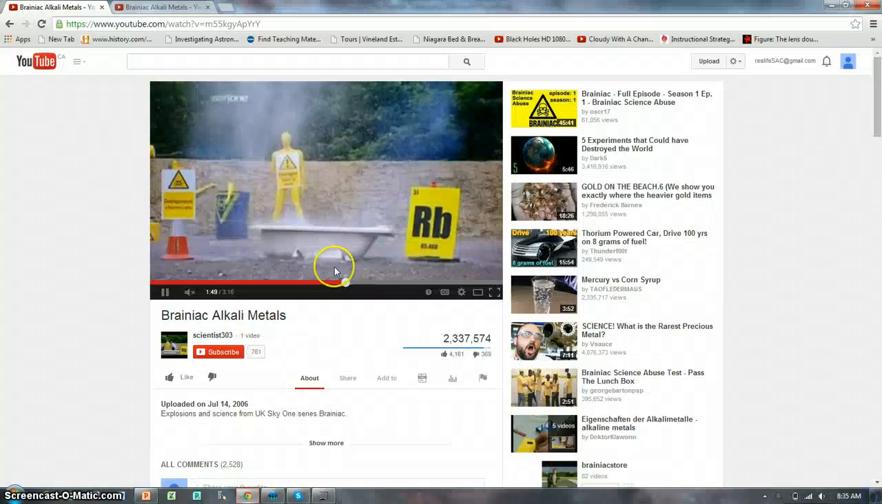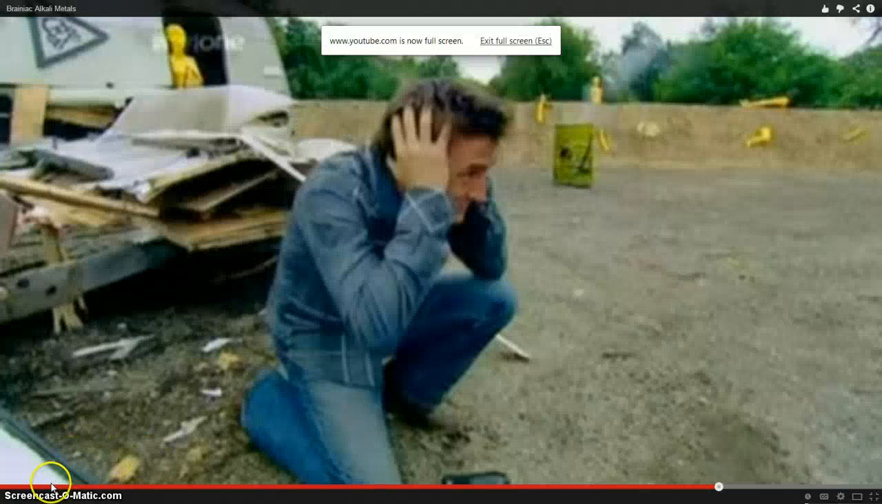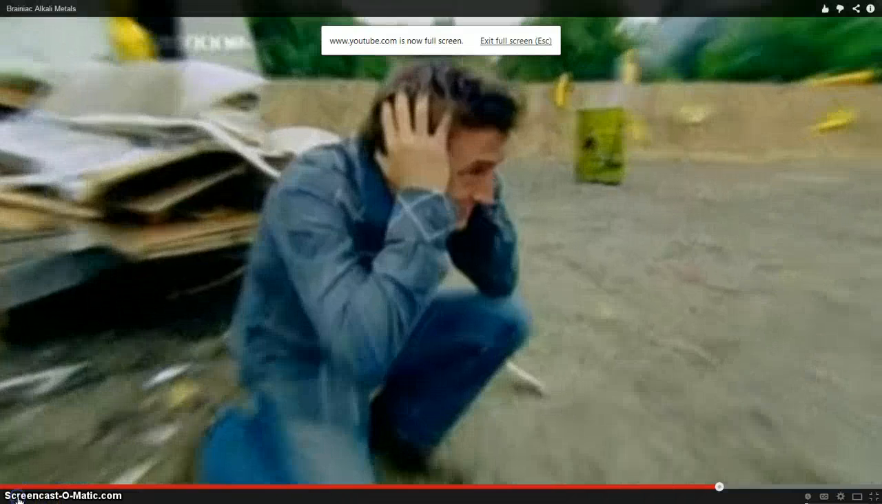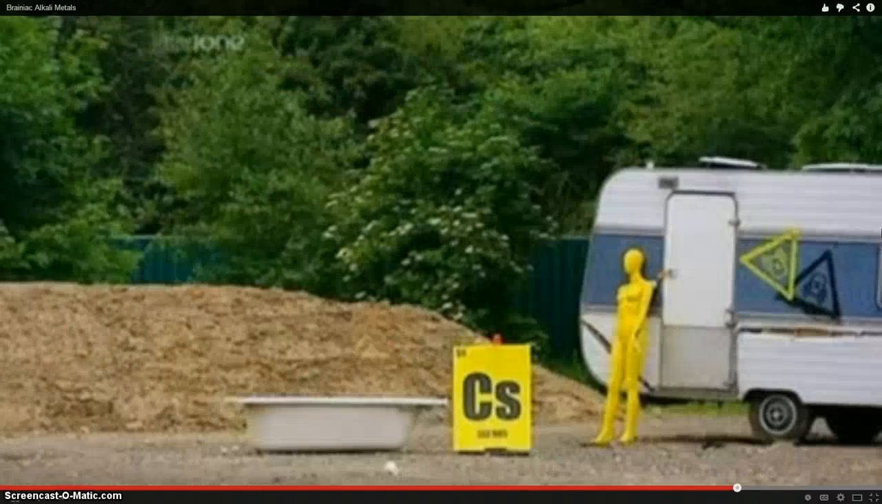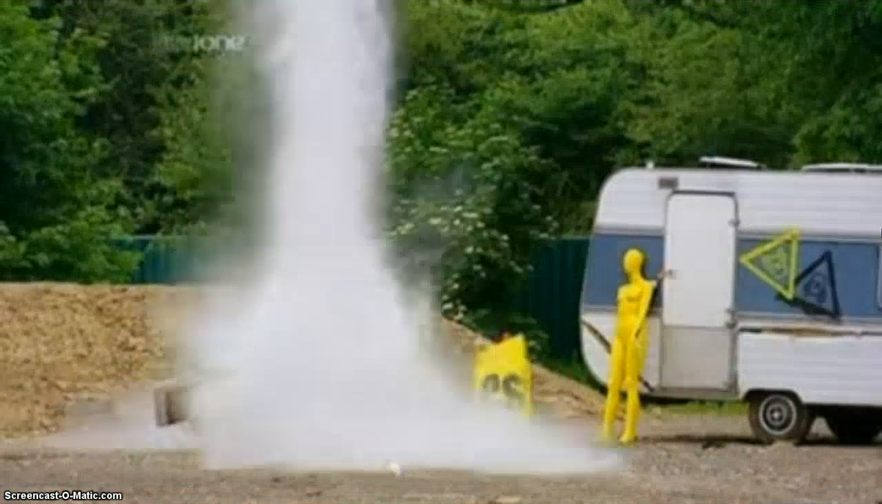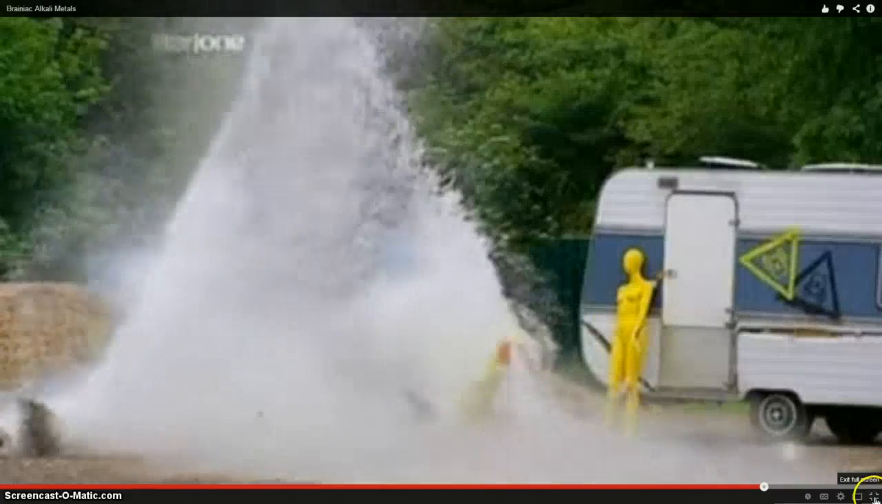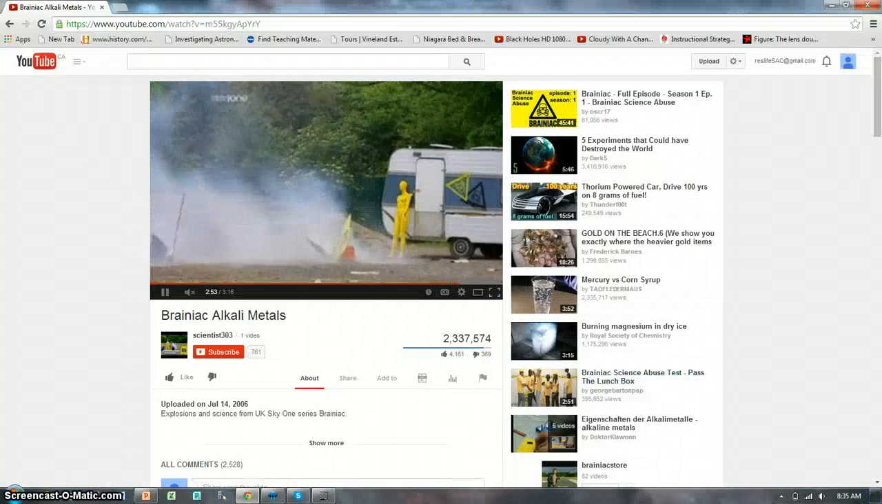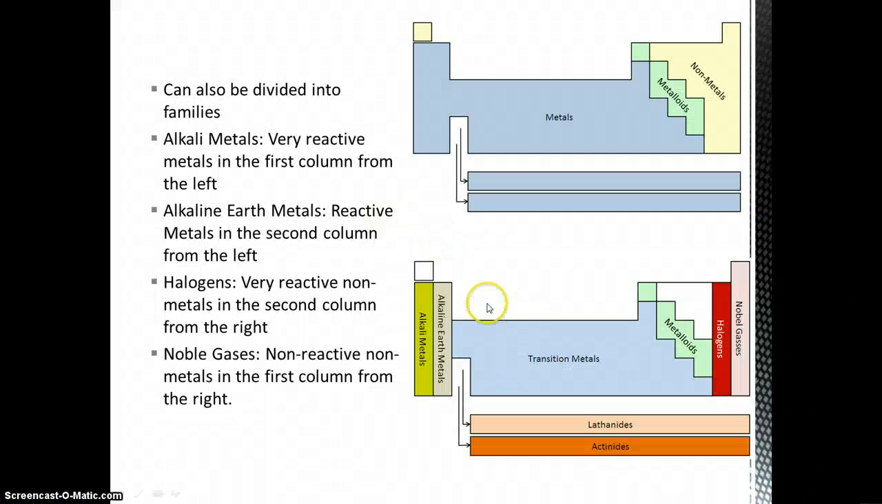Significantly more intense. And then last but not least, we're going to see cesium, which is one more down in that first group there, the alkali metals, the most reactive column, especially in terms of metals. So again, a very intense, huge explosion as you see the water going everywhere. Okay, so that's the alkali metals.